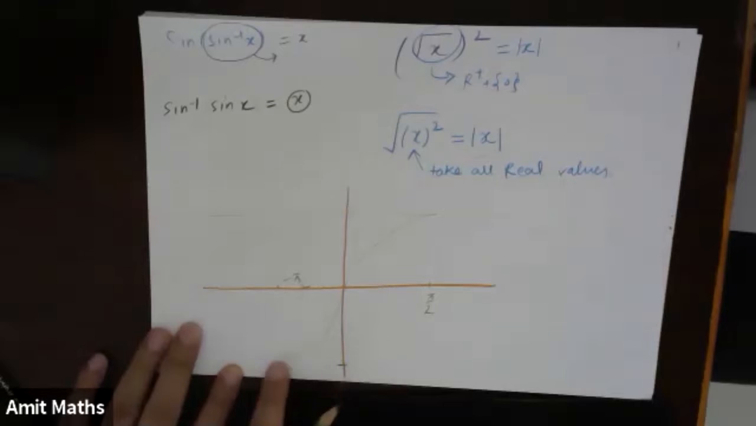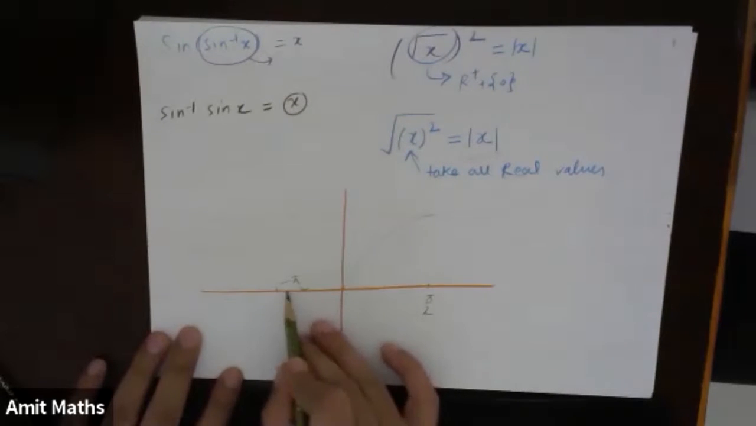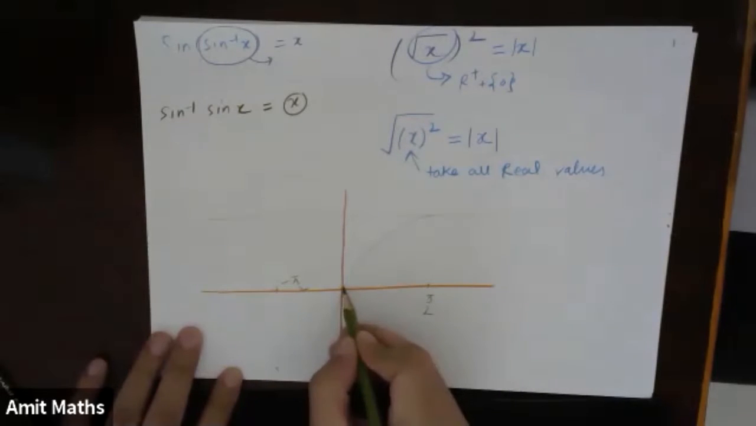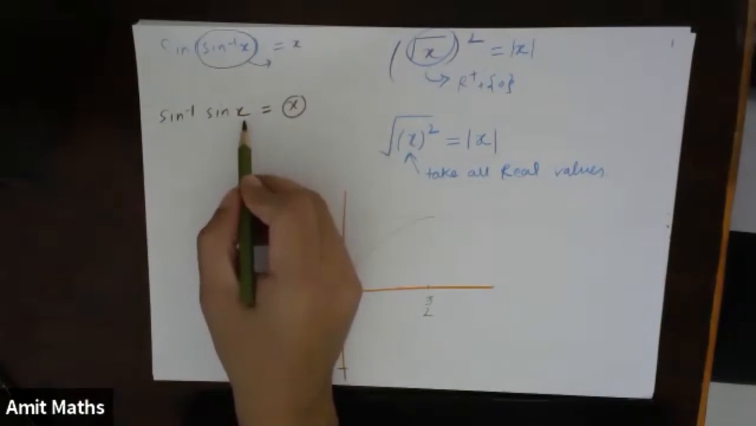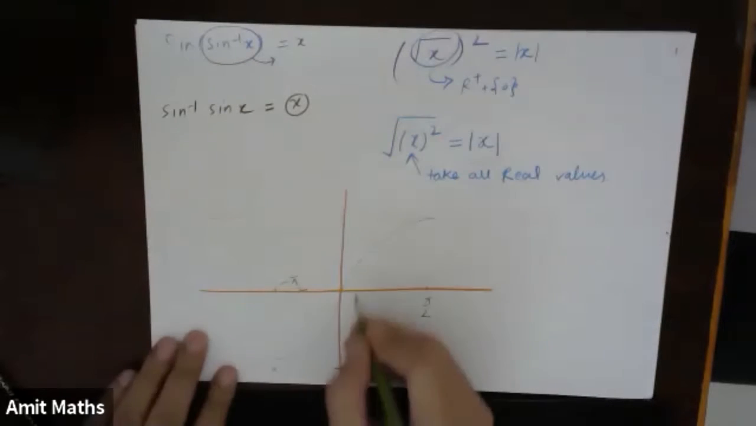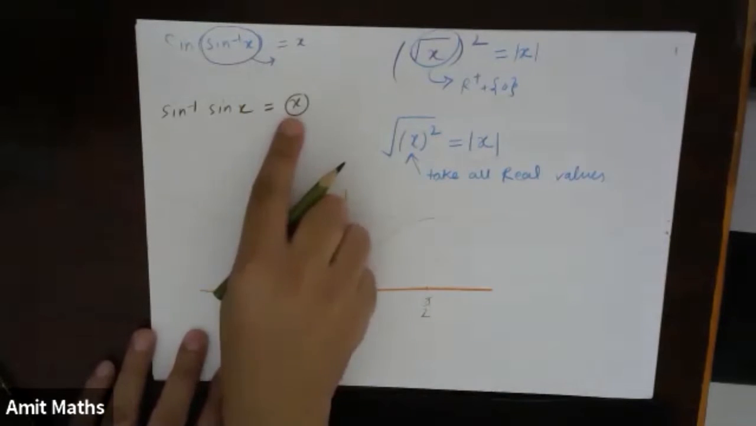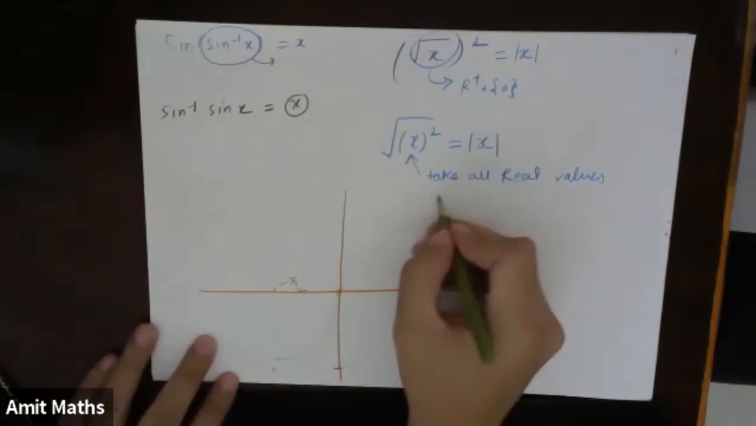Right? And if I move in this direction, whatever value I take between minus pi by 2 to pi by 2, sine inverse will return you the same value. For example, if I take x is equal to 0, sine of 0 is 0, sine inverse of 0 is again 0. And if I move to pi by 2, sine pi by 2 is 1, sine inverse of 1 is again pi by 2.